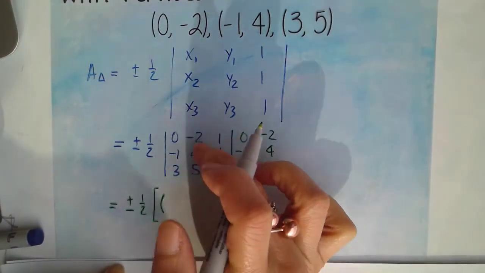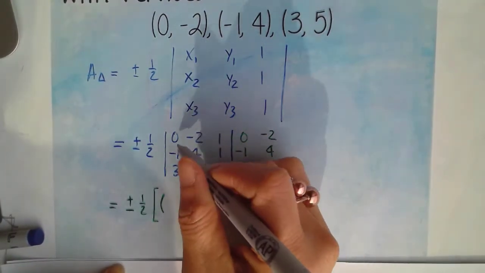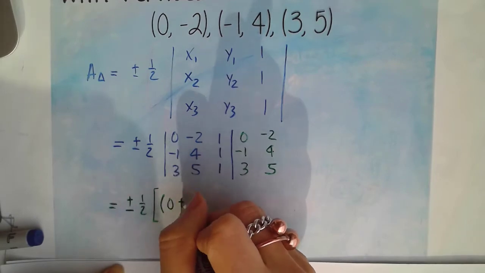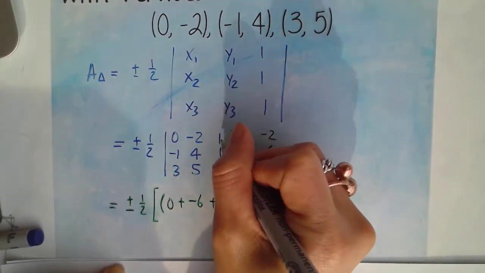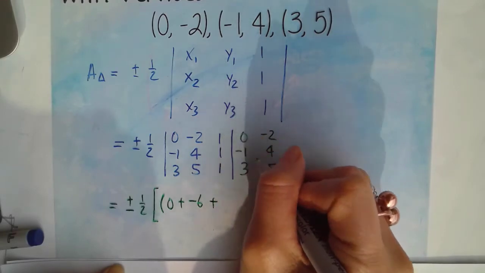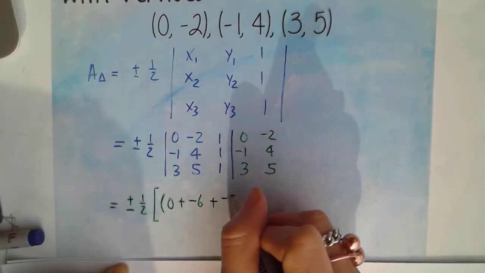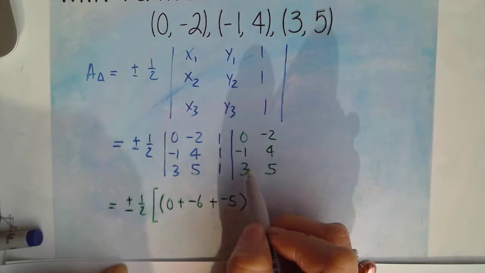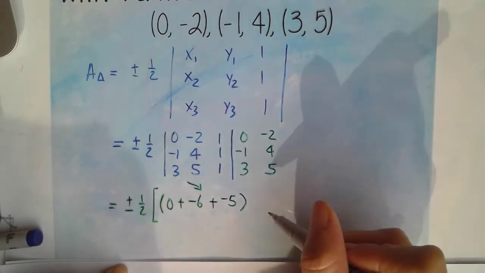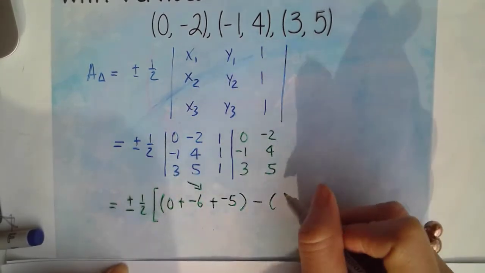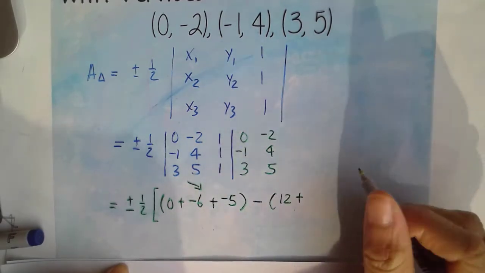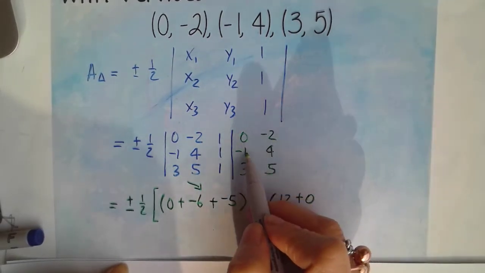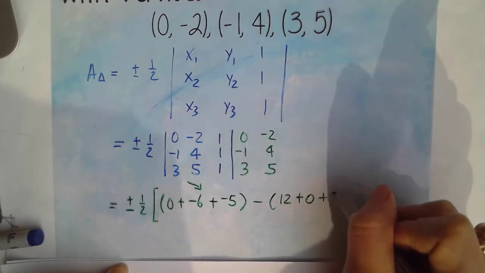So let's do this side first, right? These diagonals here. 0 times 4 times 1 is 0, plus negative 2 times 1 times 3 is going to be negative 6, plus negative 1 times 1 times 5 is going to give you negative 5. That's this diagonal, right? Let's do the next diagonal, which goes this way, right? 1 times 4 times 3, that's going to give me 12, plus 0 times 1 times 5, when I multiply them, it gives me 0. Negative 2, negative 1, 1. That means it's going to give me positive 2.